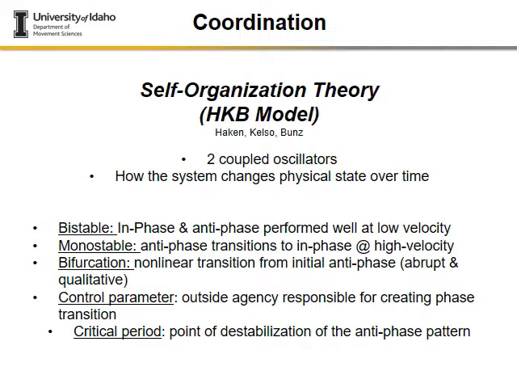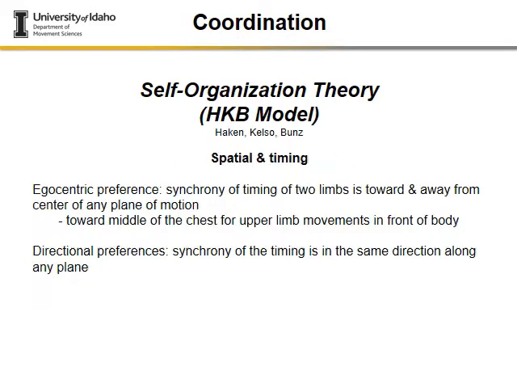And so it's that point of destabilization of the anti-phase pattern where your body no longer is feeling very good or bistable, and instead it's monostable. Therefore, you have this abrupt change, or bifurcation, due to your control parameter, which is the velocity. Going forward, as we're trying to do the timing of interlimb coordination, the preferences can be summarized into a spatial and timing component. And there's really two general categories, the egocentric preference and the directional preference.